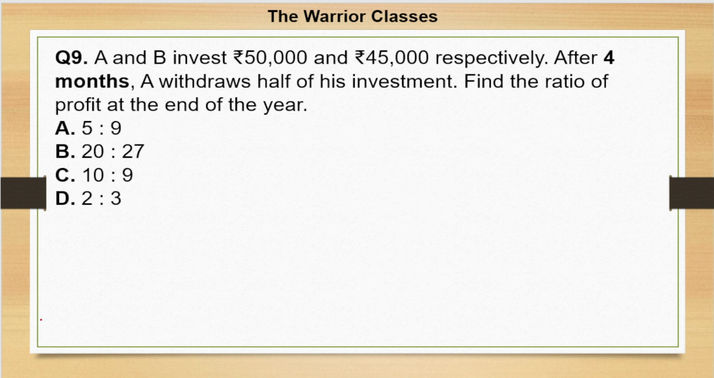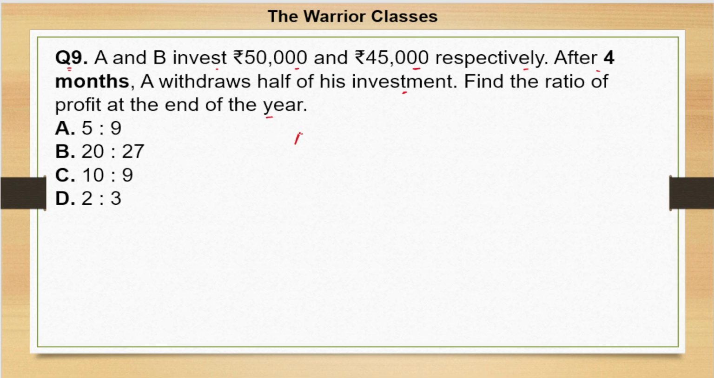Now moving to the next question. Our next question is question number 9. A and B invest 50,000 and 45,000 respectively. After 4 months, A withdraws half of his investment. Find the ratio of profit at the end of the year.